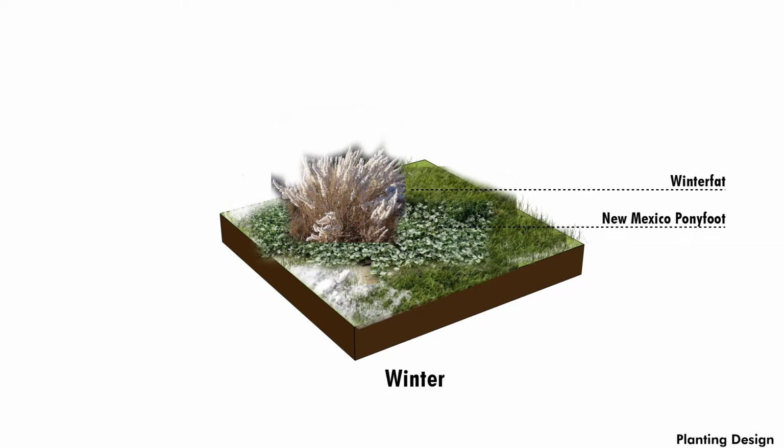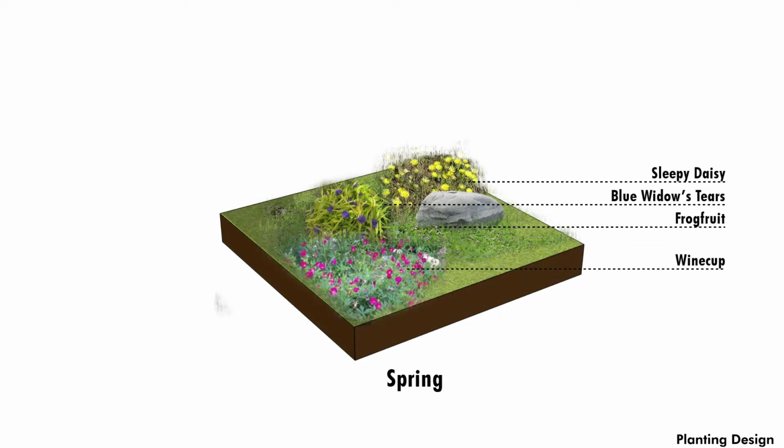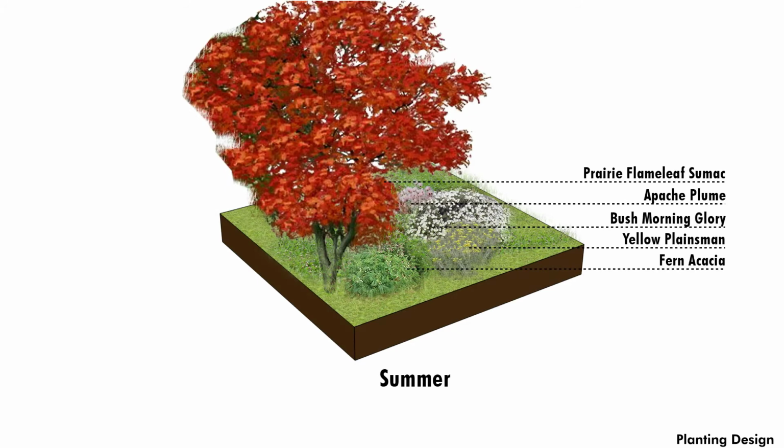For spring, frog fruit is used alongside other ground covers. For the shady places, blue widow's tears, lavender spiderwort, wine cup, and for the sunny places, sleepy daisy and lazy daisy are used between the stones. For the late spring and summer bloom, bush morning glory, yellow plainsman, and in the fence, Apache plume are used.